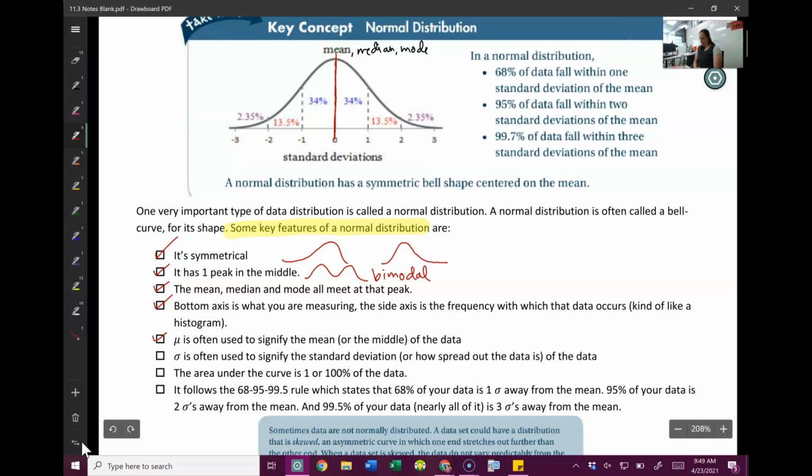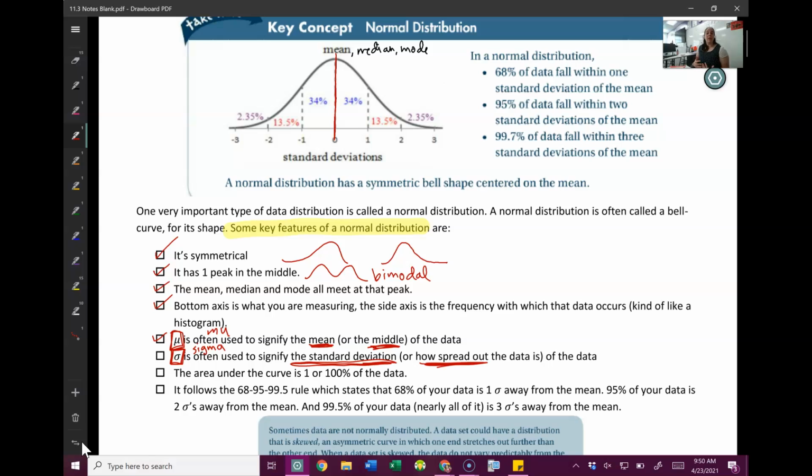Now, these are some important ones. This symbol right here is called mu, M-U, mu. It's a Greek letter, it's a lowercase m, and it always signifies the mean or the middle of the data. So anytime you see this symbol, that is the symbol for mean. Now, for standard deviation, we use this symbol. It is called sigma. It's a lowercase sigma. And that stands for the standard deviation, which talks about how spread out the data is.